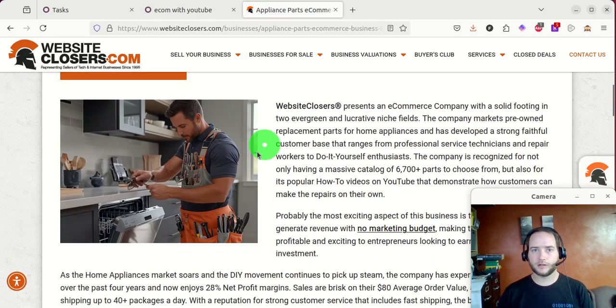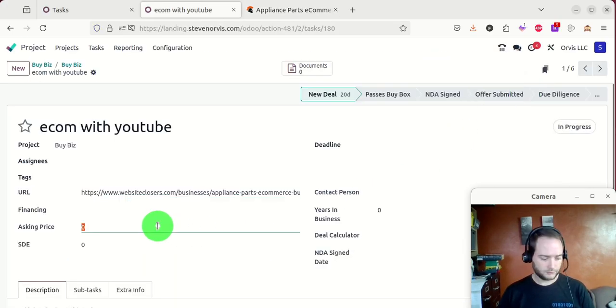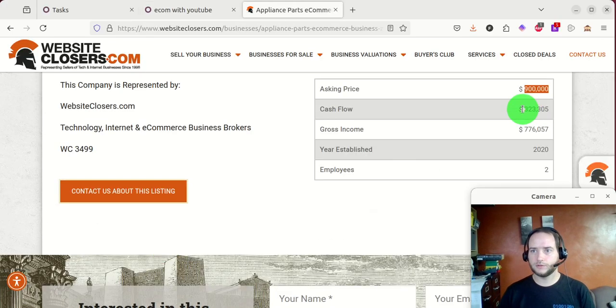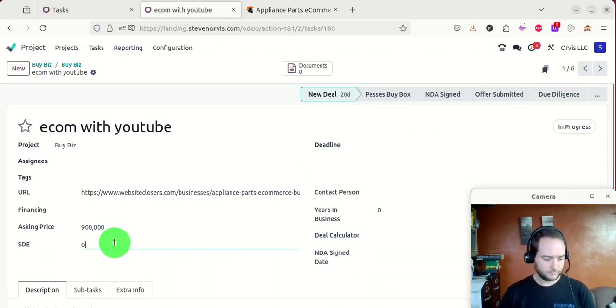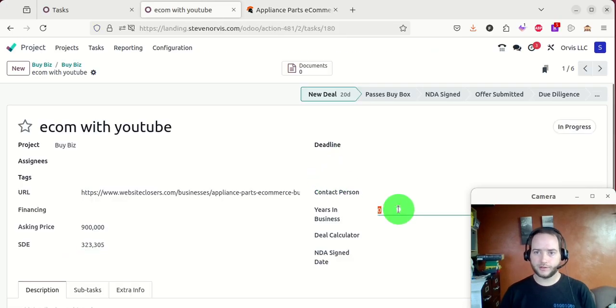Alright, website closures. Let's just jump to the bottom. Asking 900. Cash flow is 3. 4 years. That all looks deal box like. And then 4 years in business. Alright, good start.